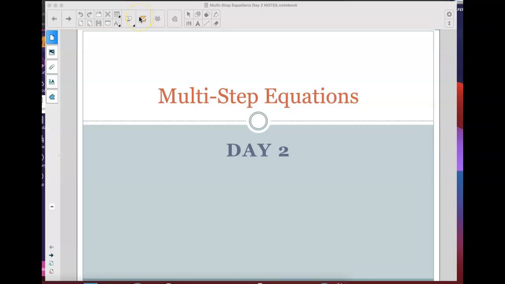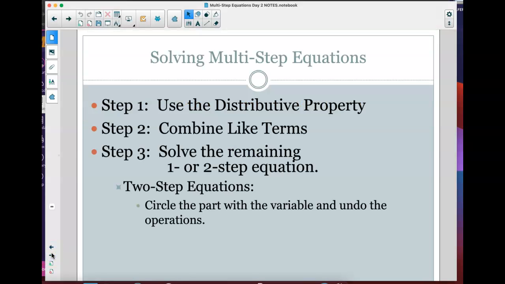So we're gonna cover multi-step equations day 2. Last week the video you watched was combining like terms first and then solving the equation. Today we're just gonna add one more step to that. Every day we've just been adding one little step. So today we're solving multi-step equations, but this time we have to use the distributive property first.